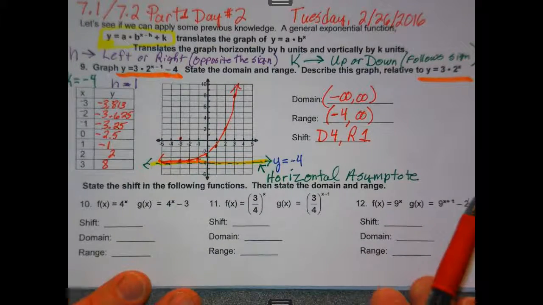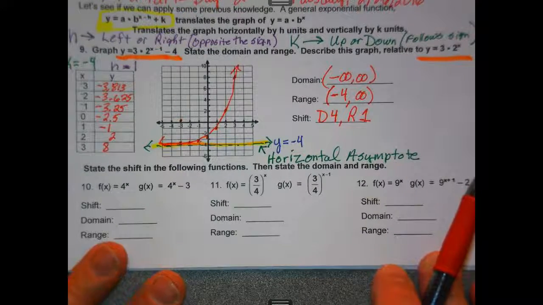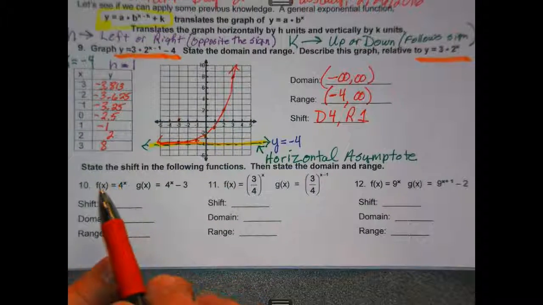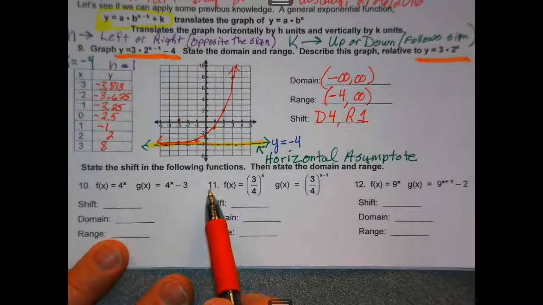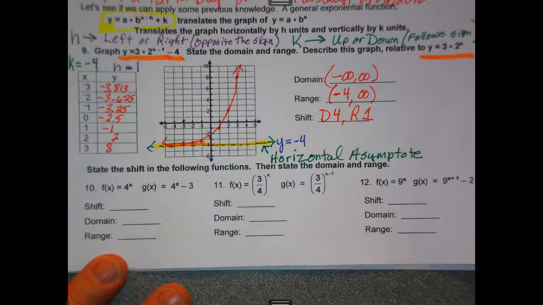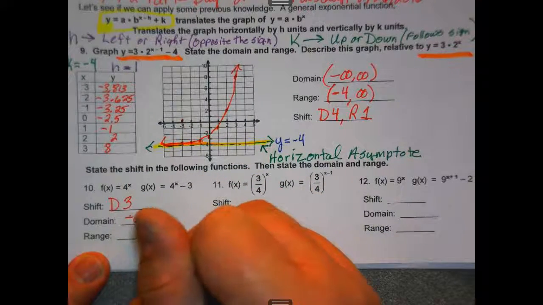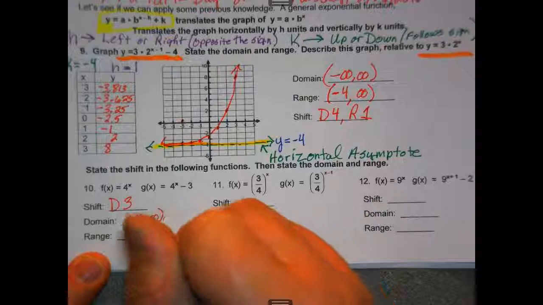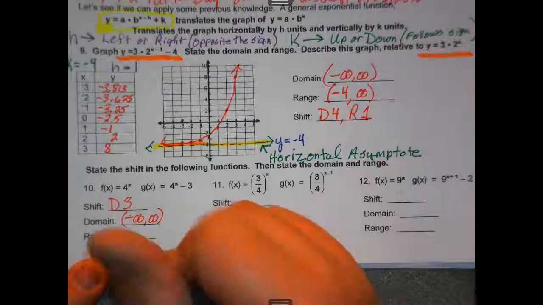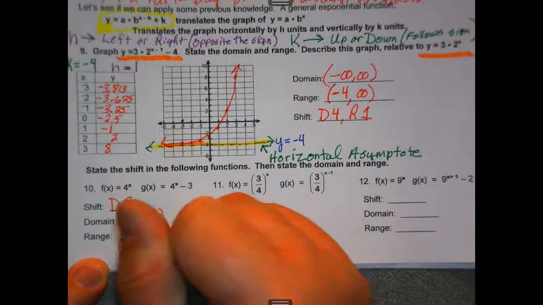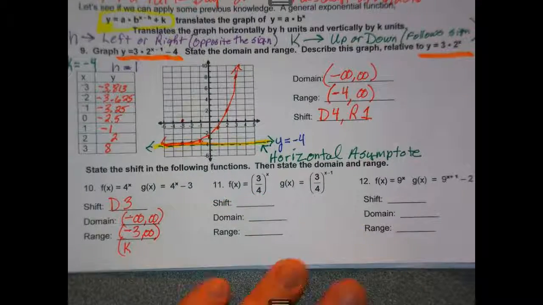All right, are you ready? Now I'm going from f of x equals 4 to the x, to g of x equals 4 to the x minus 3. What kind of shift do I have here? Down 3. What's my domain? Wonderful. And what's my range? -3, infinity. Wonderful.